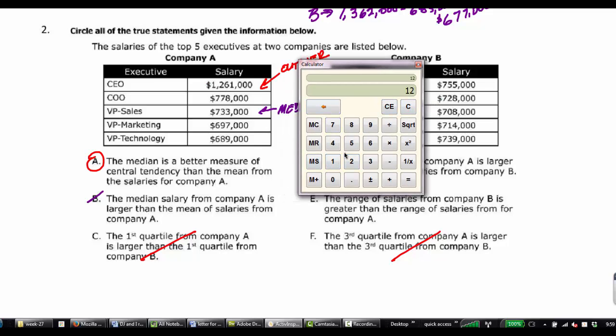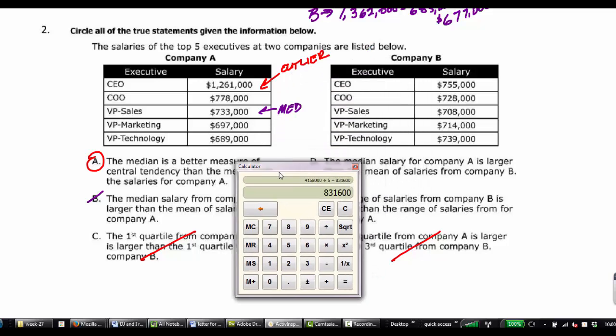So 1,261,000 plus 778,000 plus 733,000 plus 697,000. I'm telling you, I know it's right, but I'm going to prove it. Plus 689,000 equals 4,158,000. Divide that by 5, and you can see that the mean is 831,600. That's bigger than everything except the CEO's salary. So B is false.